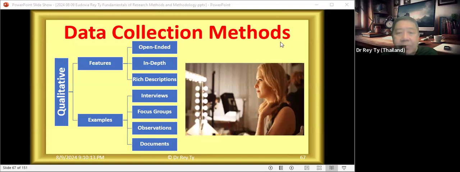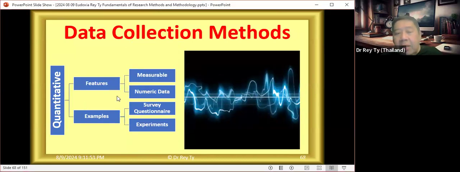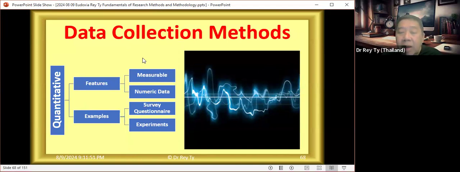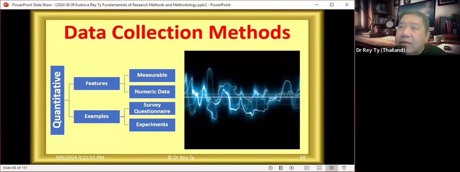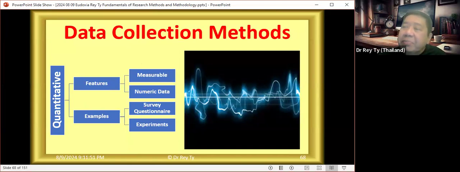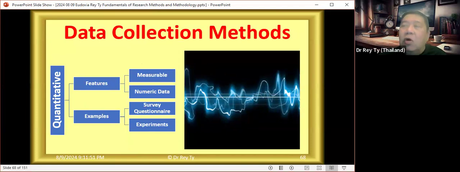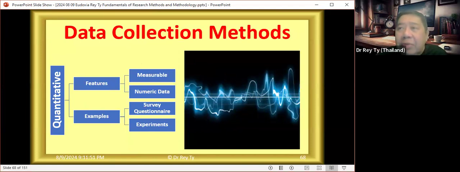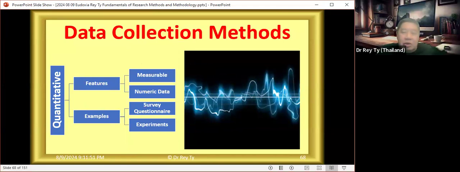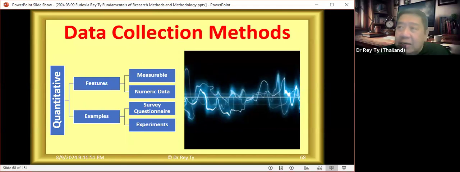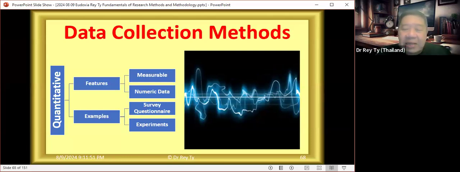Okay, so that's for, in general, the data collection method. For quantitative, they are measurable. It's not open-ended. It's how many children do they have in, let's say, India for the year 2024? Oh, it's 2.4 per family. That's the national average, I don't know. It's an example. So it's measurable. Each family produces 2.4 children. Of course, 0.4 is not real, but that's a number. That's the problem with numbers.